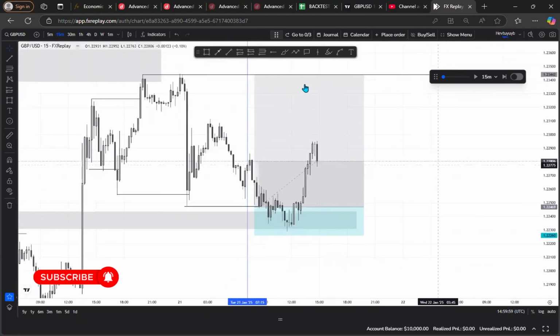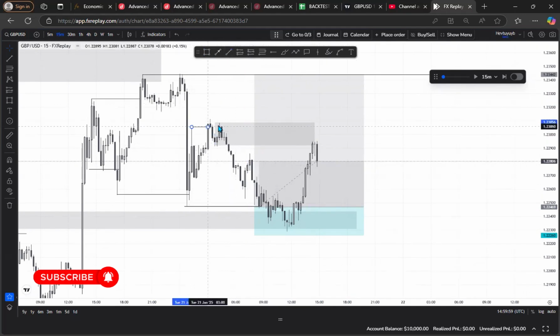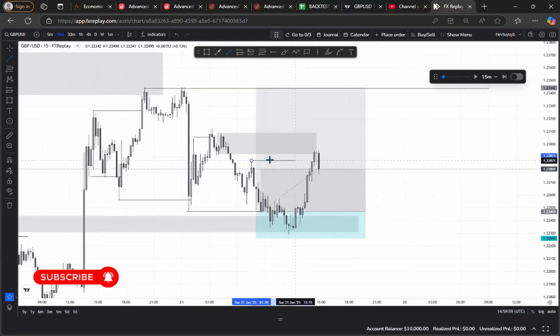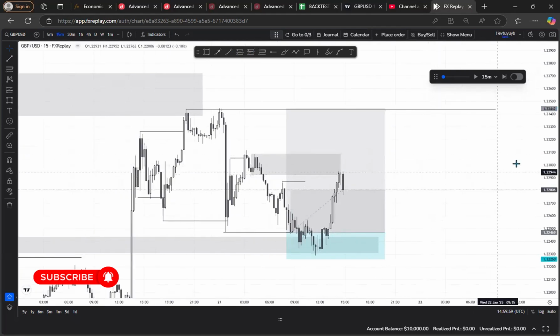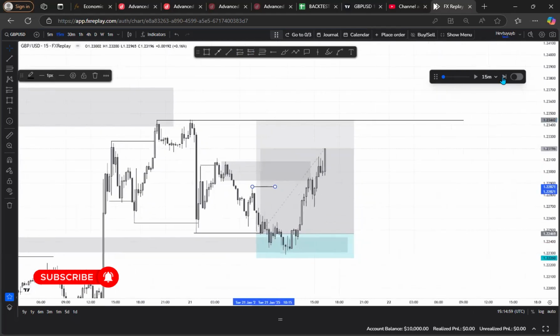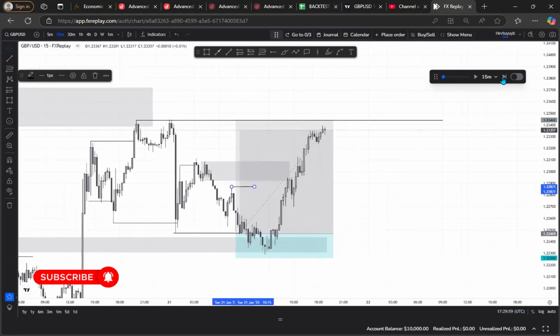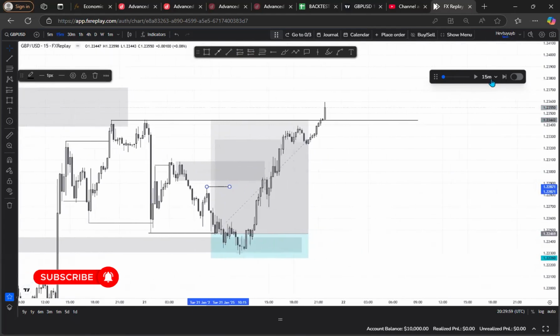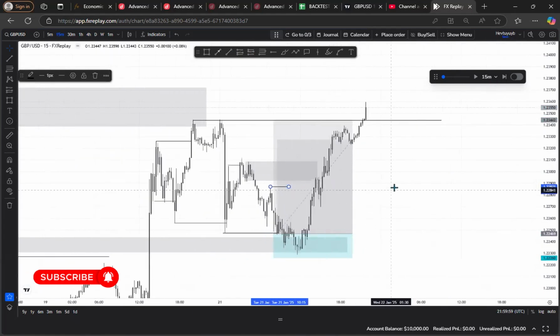Me knowing that I had this area marked out. Why? It's because this area swept liquidity and it led to this break of structure. I also had an inducement close to it, and yeah, I played price, and eventually price hit my target here.